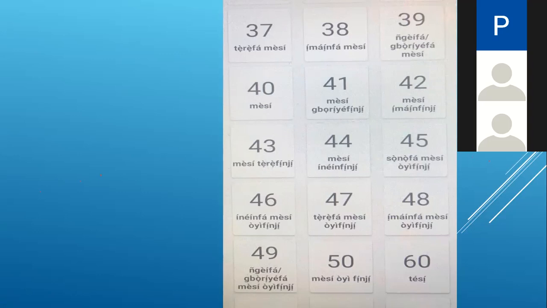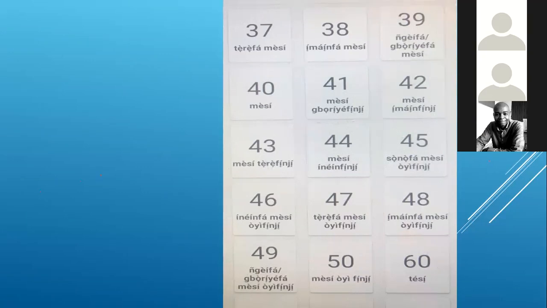So 41 is Messi. One more time. Messi. Boriye Finji. Good. 42. Messi. One more time. Beautiful. 43. Messi. Good. 44. Messi.